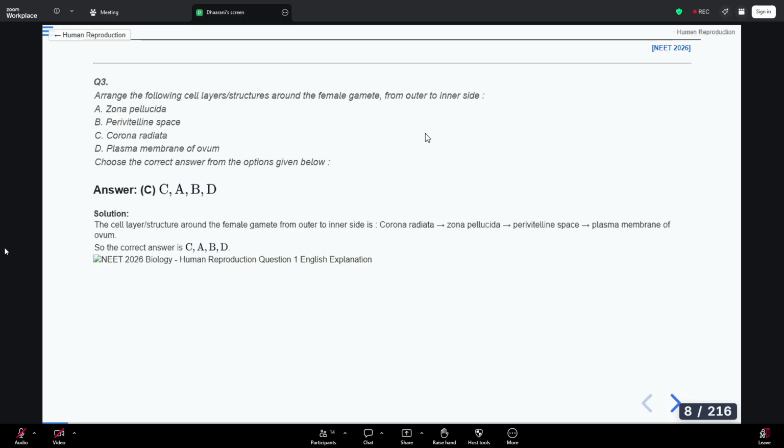So from outer to inner, you have to arrange. So the answer is option C: corona radiata, zona pellucida, perivitelline space, then plasma membrane of the ovum. Okay.